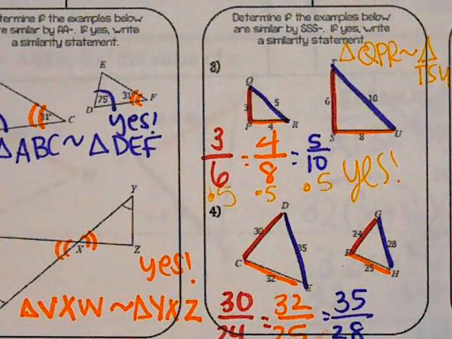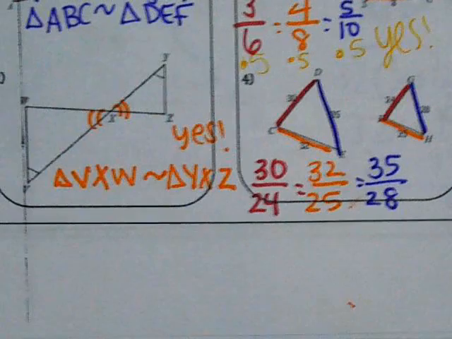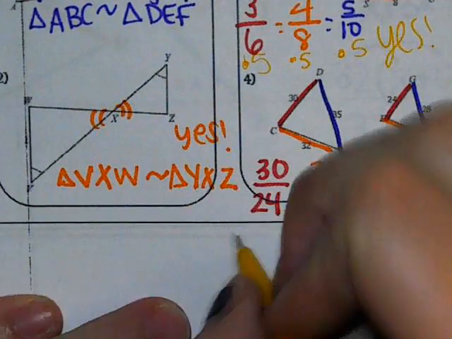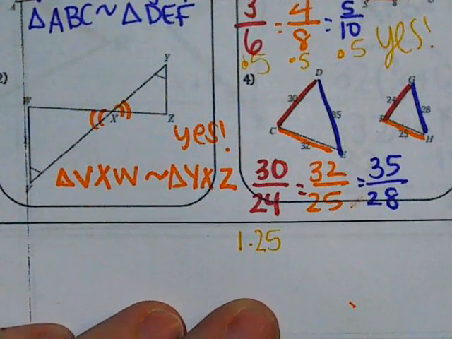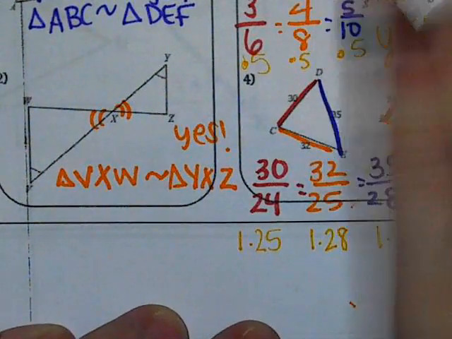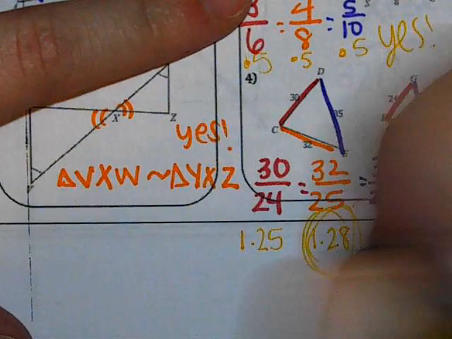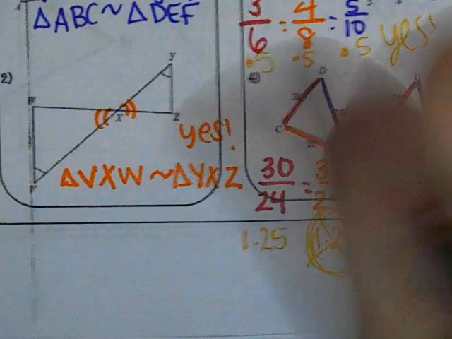So if I go through and I simplify all of these, man, you really can't see that very well. Now we can see it better. If I go through and simplify all of these, 30 over 24 reduces to 1.25. 32 over 25 reduces to 1.28. 35 over 28 is 1.25. All three of these are not the same because of this bad boy right here. So that means this is not a similar triangle.